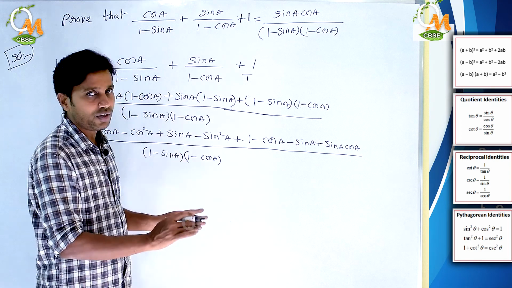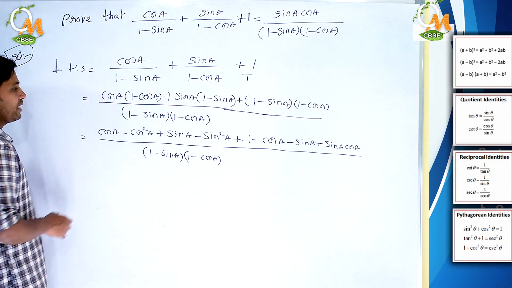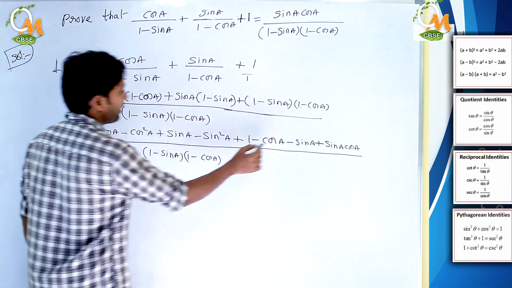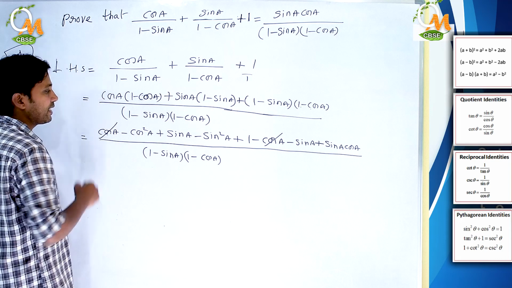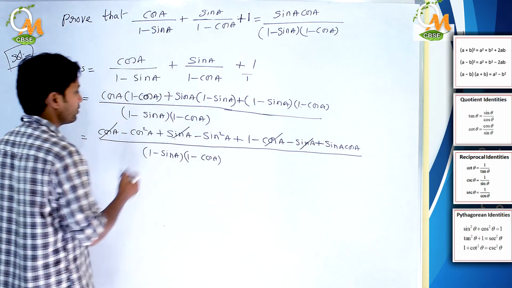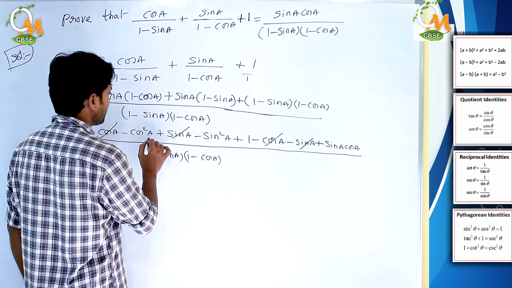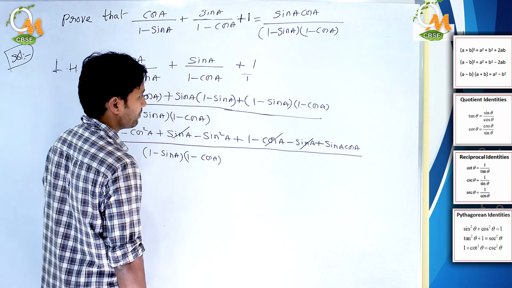Whatever adjustments you want, you have to do in the numerator part itself, right? Anyways, now just see here, cos A is there and minus cos A. With reverse signs we can cancel here, and this is sin A and this is minus sin A. We cancel these two, and what is left over now? This is sin A cos A minus cos square A, this is minus sin square A.